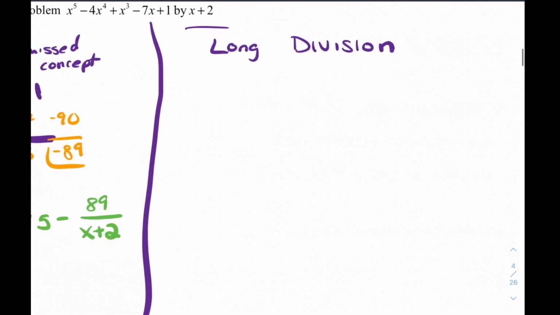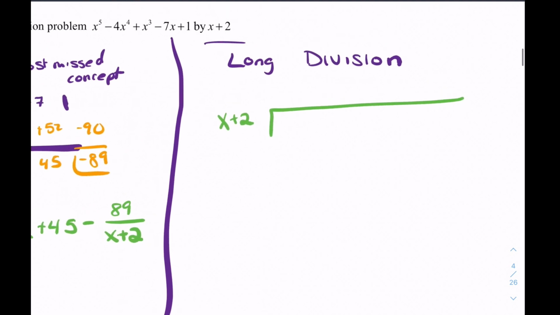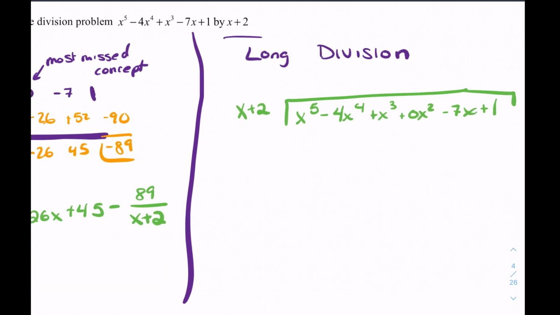If you want to see the long division version of this, we write the divisor on the outside. We write our dividend on the inside, x to the 5th minus 4x to the 4th plus x cubed plus 0x squared minus 7x plus 1. Okay, I'm going to go a little fast because we'll get the exact same answer. The process goes as follows.